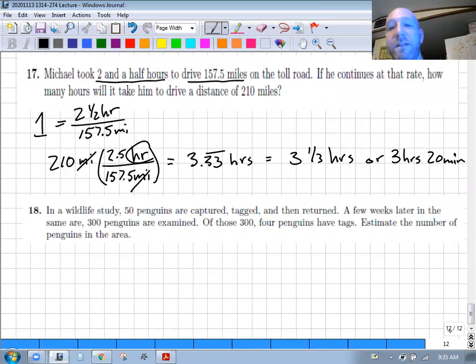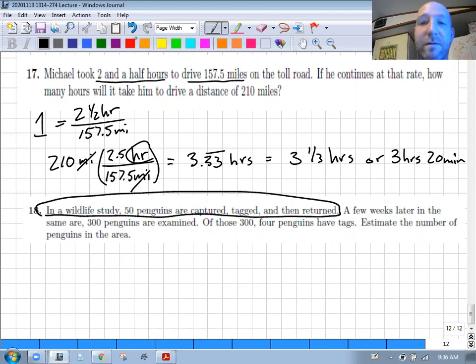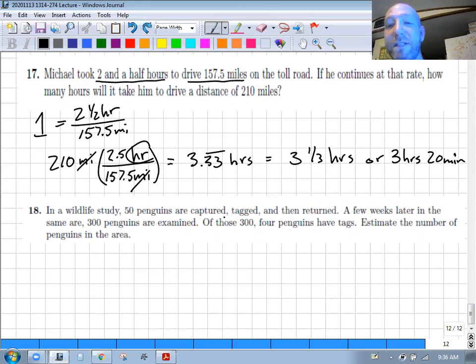All right, in a wildlife study, 50 penguins are captured, tagged, and then returned. A few weeks later, in the same, I guess, lake or place, 300 penguins are examined. Of those 300, 4 of them have tags. Estimate the number of penguins in the area. So out of the entire area, 50 of them are captured and tagged. So that's like the population there. I'll use P for population.